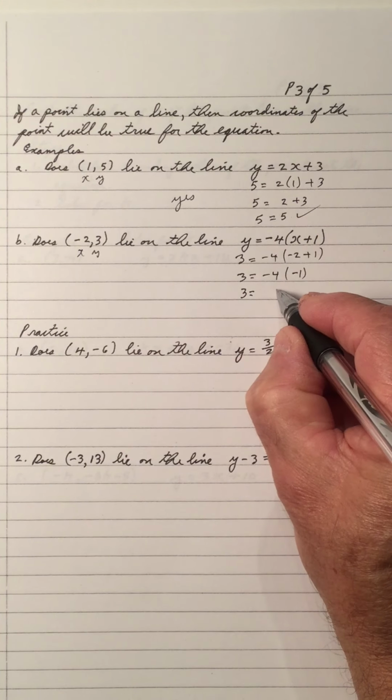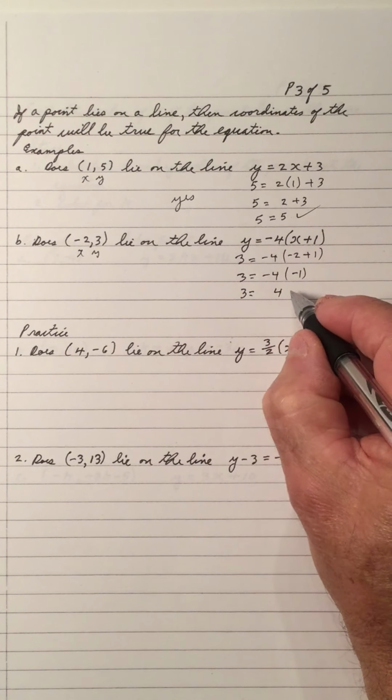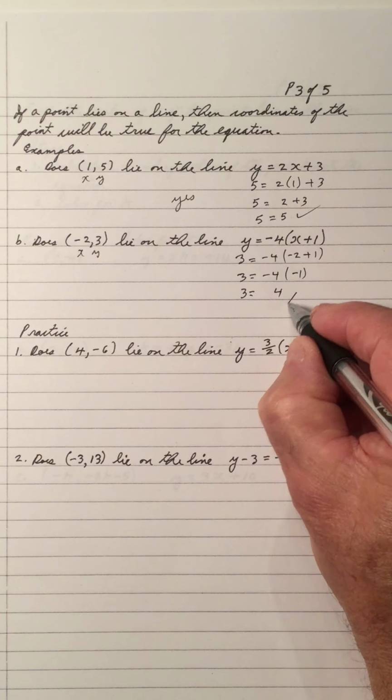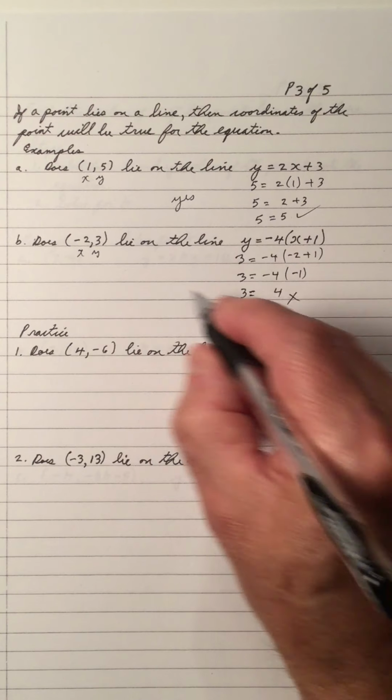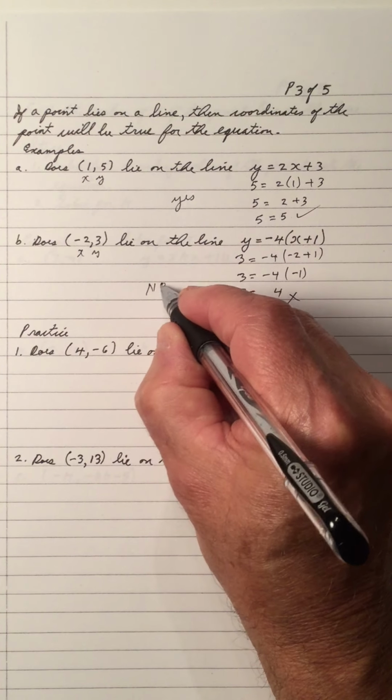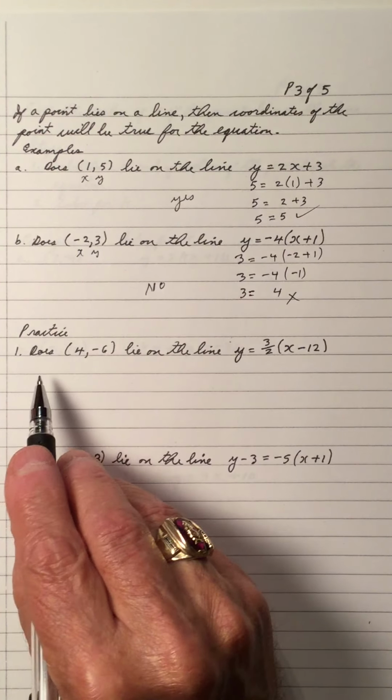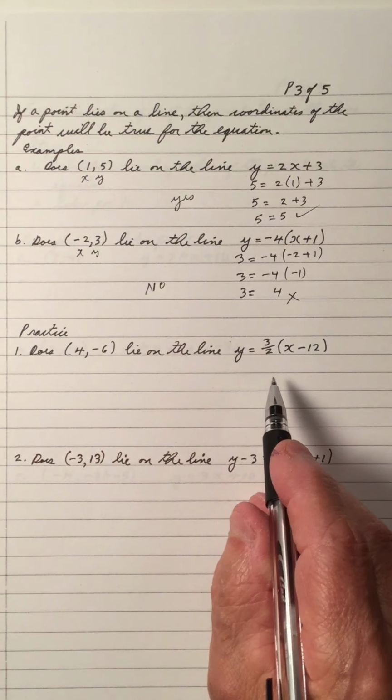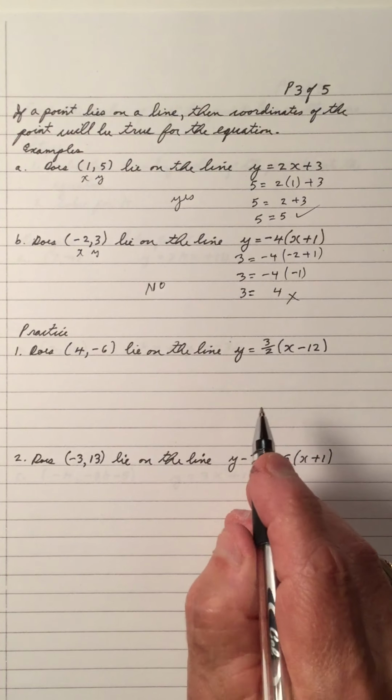Negative 4 times negative 1 is plus 4, and that's not true. Nope. 3 is not equal to 4, so does it lie on it? No. Practice means you work out these now and then play it back to see if you're right.